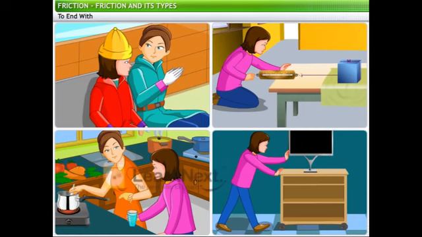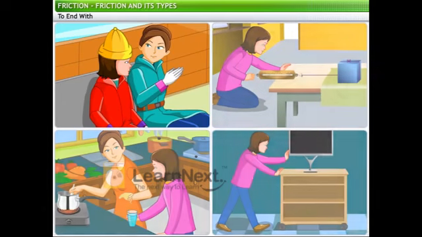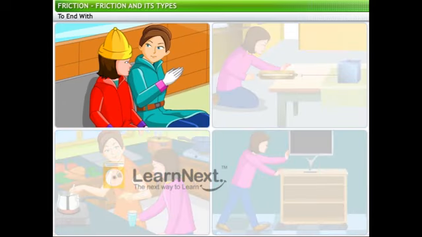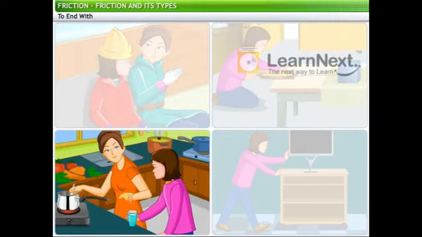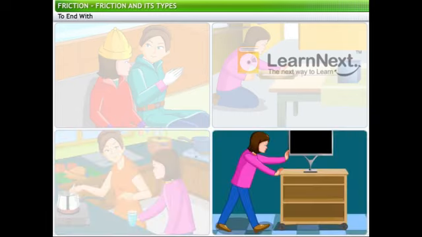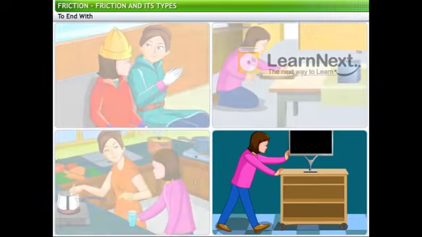This brings us to the end of this lesson on friction and its types. In this lesson, you have learned to explain how friction acts on objects, identify the factors affecting friction, describe the ways in which friction helps us in our everyday life, and explain the types of friction.